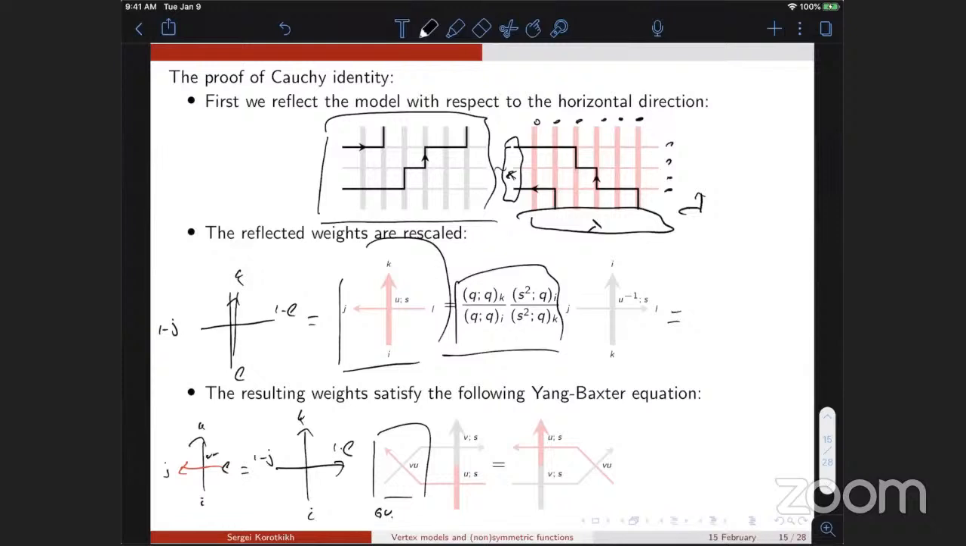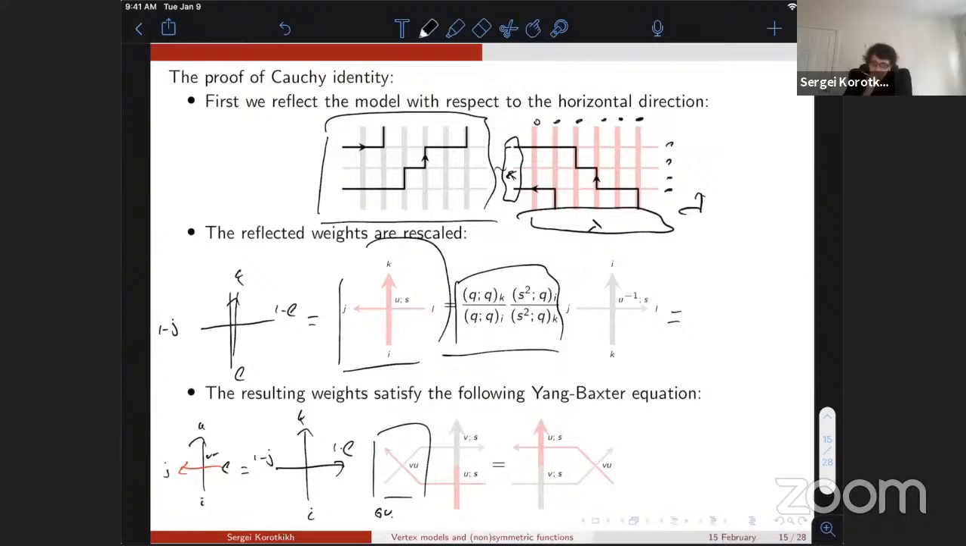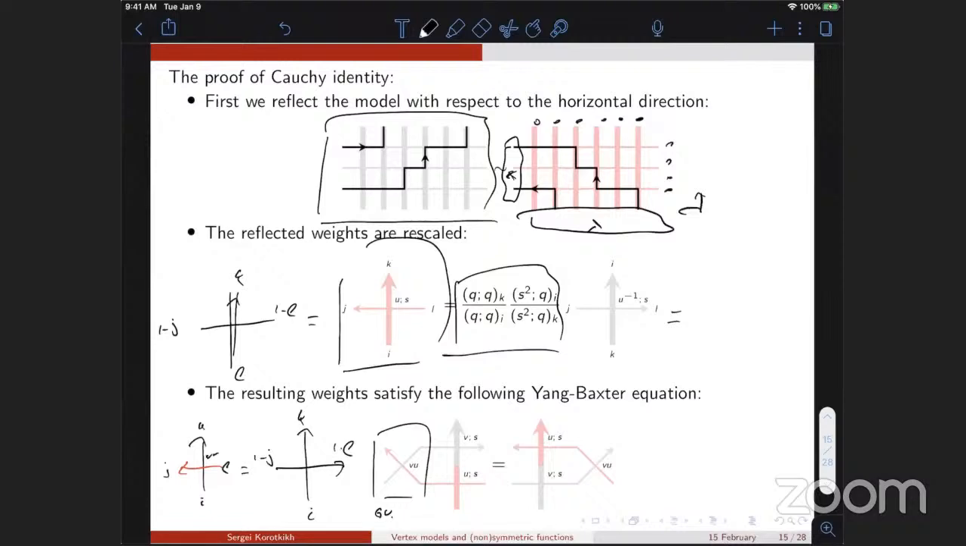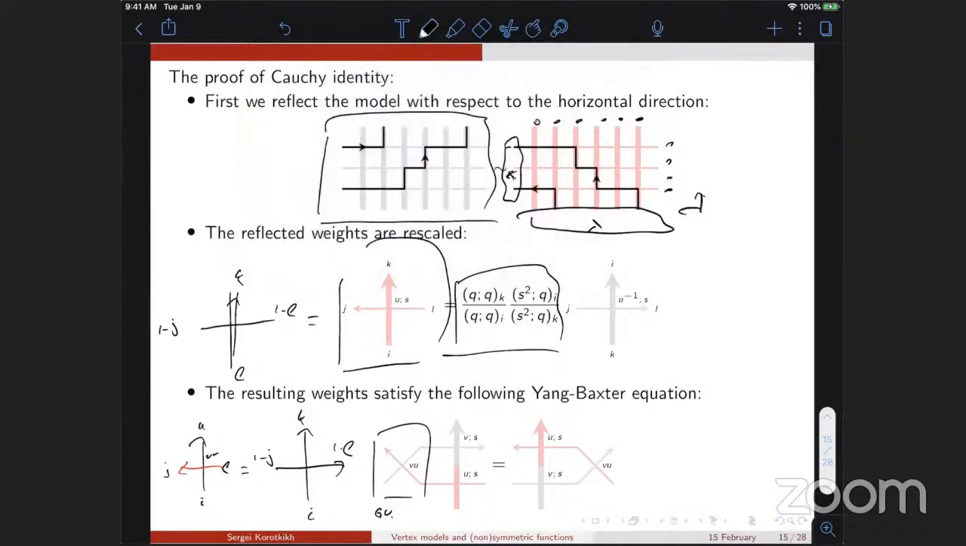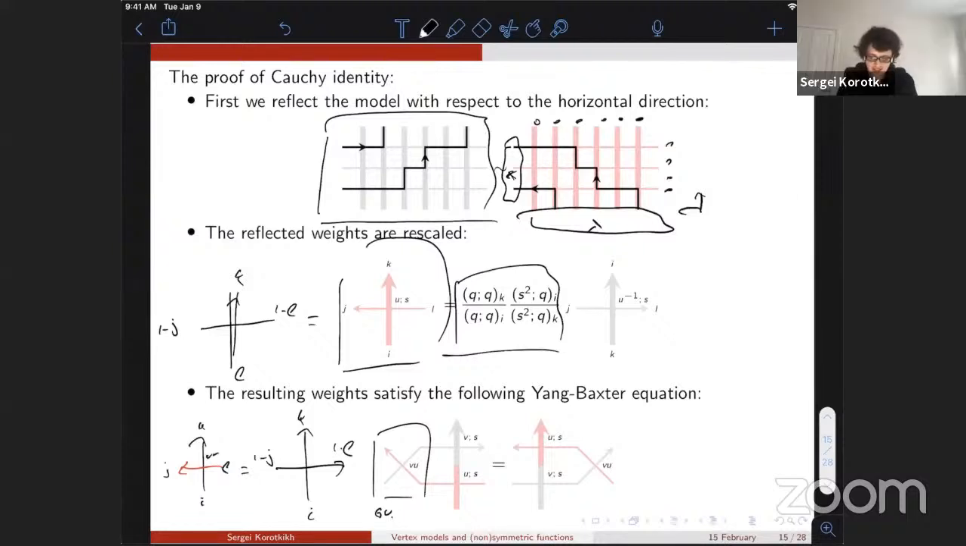Sorry, may I comment? Yeah. Okay. Yes. I think this is a conjugation by a diagonal matrix. That is true. This overall factor which multiplies the matrix elements depends on lambda only. And for the whole transfer matrix it is just a conjugation by a diagonal matrix. Okay, thank you. Yes, I see. Yes, this is probably the right answer to the original question. Thank you.